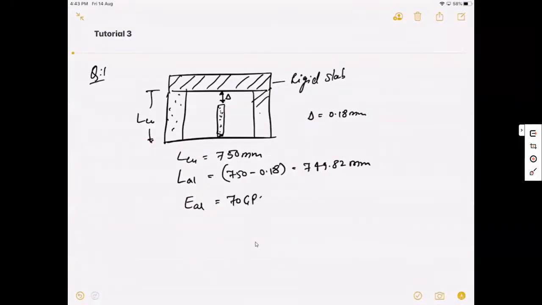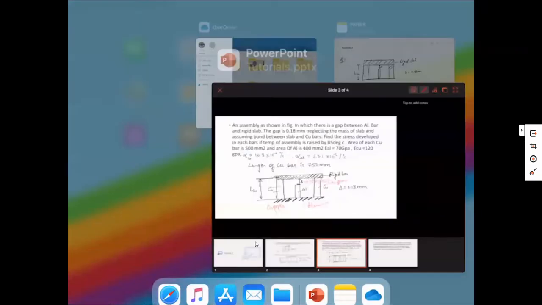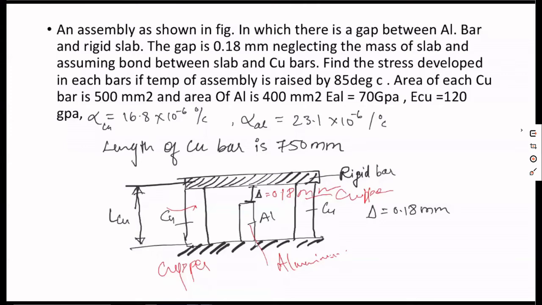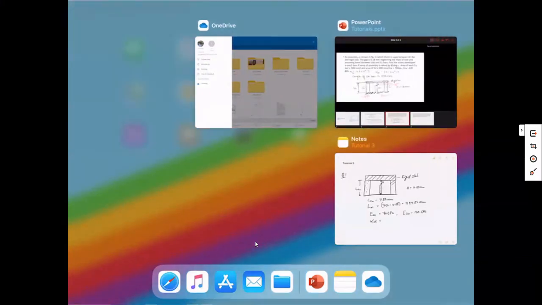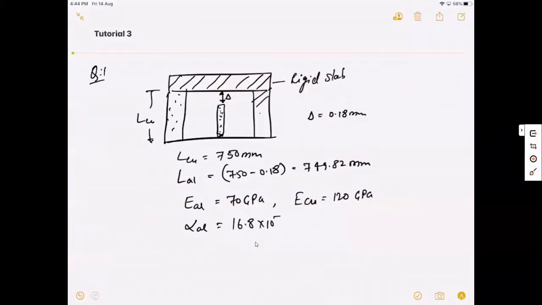E aluminium is given as 70 gigapascal, and E copper is given as 120 gigapascal. Alpha for aluminium is given as 16.8 into 10 to the minus 6 per degree centigrade, and alpha for copper is 23.1 into 10 to the minus 6 per degree centigrade. Is it clear? This is the information which is given to us.